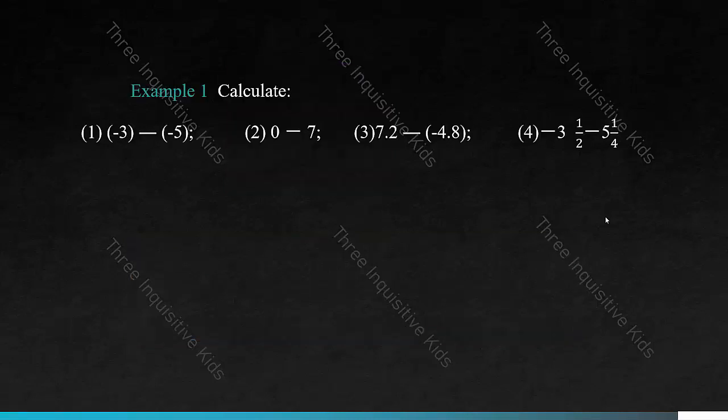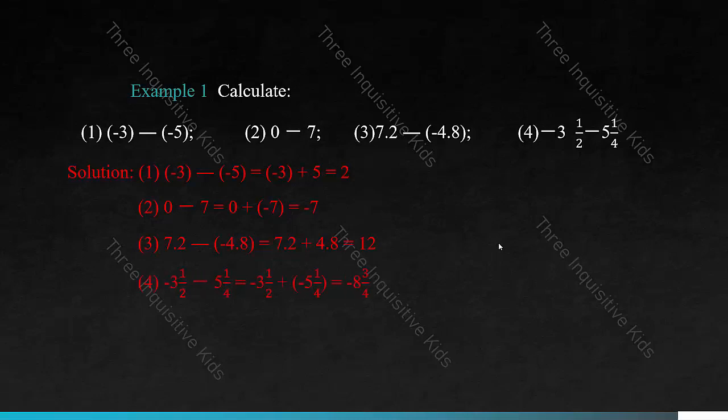I want you to calculate these 4 expressions. For the first one, we have negative 3 minus negative 5, which gives us positive 2. The second one, we have negative 7. In order to make a calculation easier, we turn this subtraction into addition. So we're left with 12. And for the fourth one, we get negative 8 and 3/4.